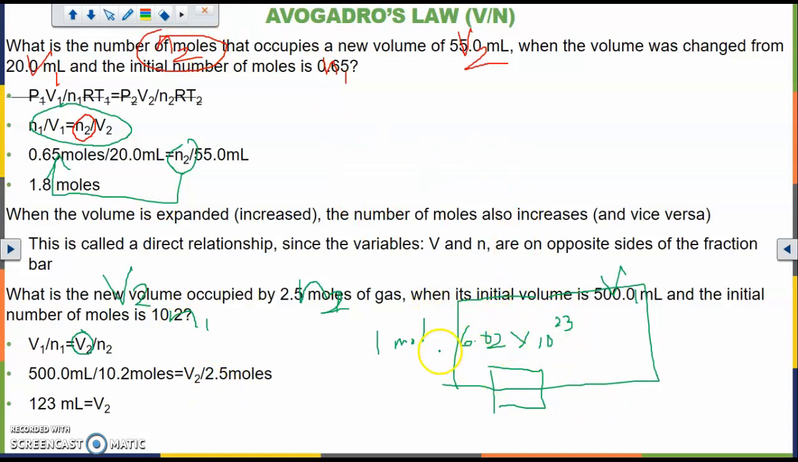So if I take a tenth of this, which is 6.02 times 10 to the 22, which is smaller, the volume that this occupies should also become smaller. If I put more particles in, the volume they occupy should be bigger. So again, that should make sense.